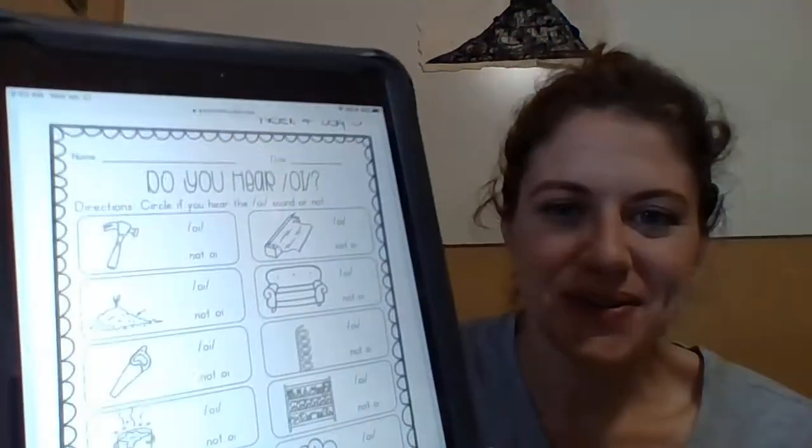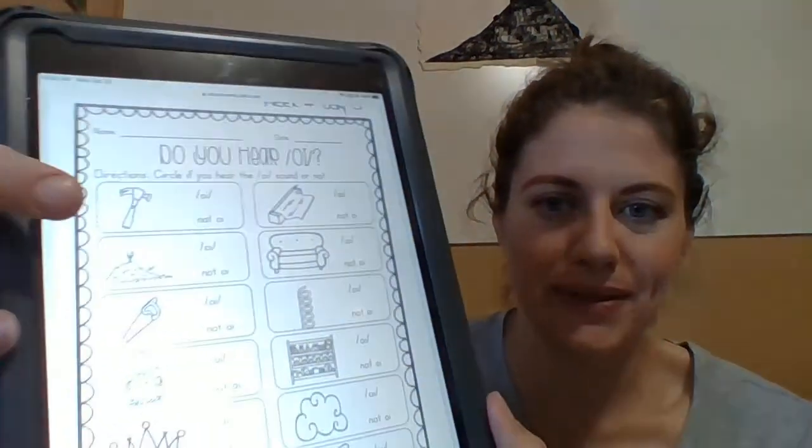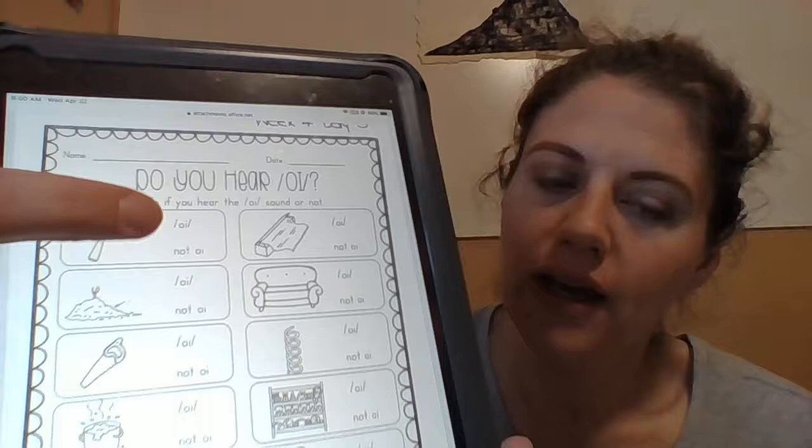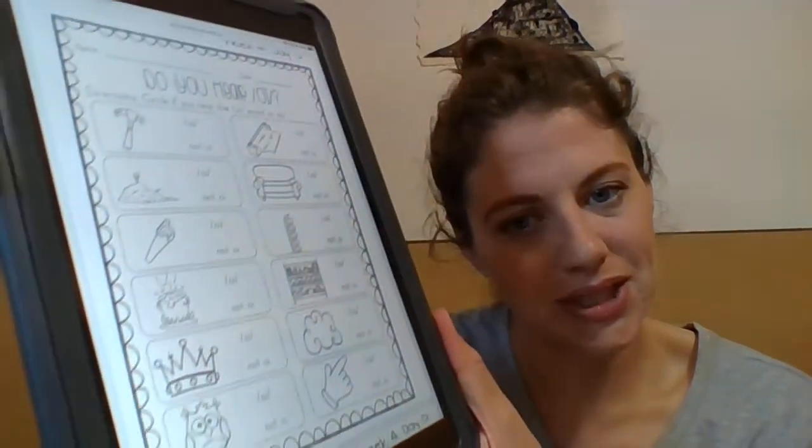Okay, so let's go to our first worksheet in reading. Today is day 5, so it's our last one for the week. So it says, do you hear oi? So all you have to do is look at the picture. Like the first word is a hammer. First picture in the top is hammer. So if you hear the oi sound, you circle the OI right here. If you do not hear the oi sound, then you circle no or not oi. Okay? Go through and do each one of those pictures.